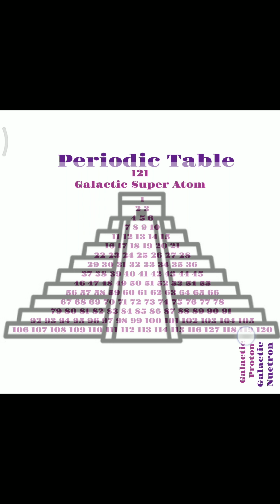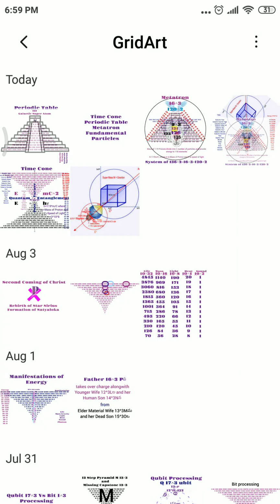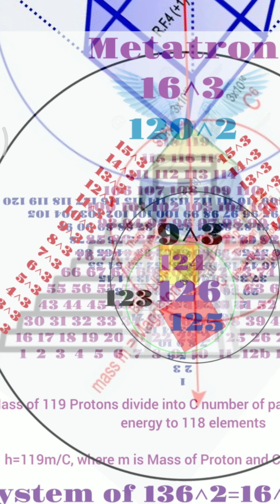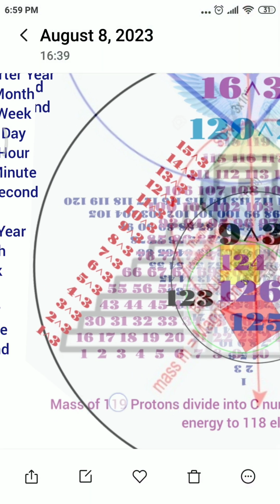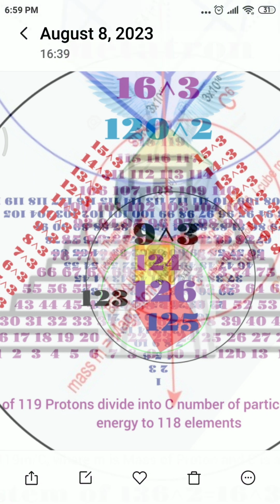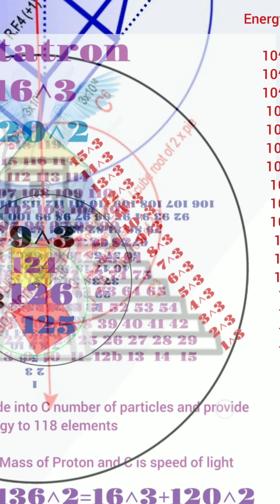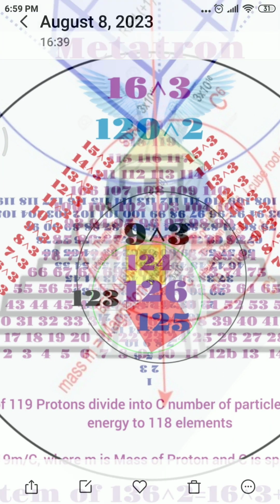I mean, what is a photon? I will explain. This is a galactic proton. This is the neutron, the galactic proton, and this whole thing, 118, is the galactic electron, right? For how it will supply energy, let's say here you have the mass of 119 protons divided into c number of particles, and they provide energy to 118 elements.